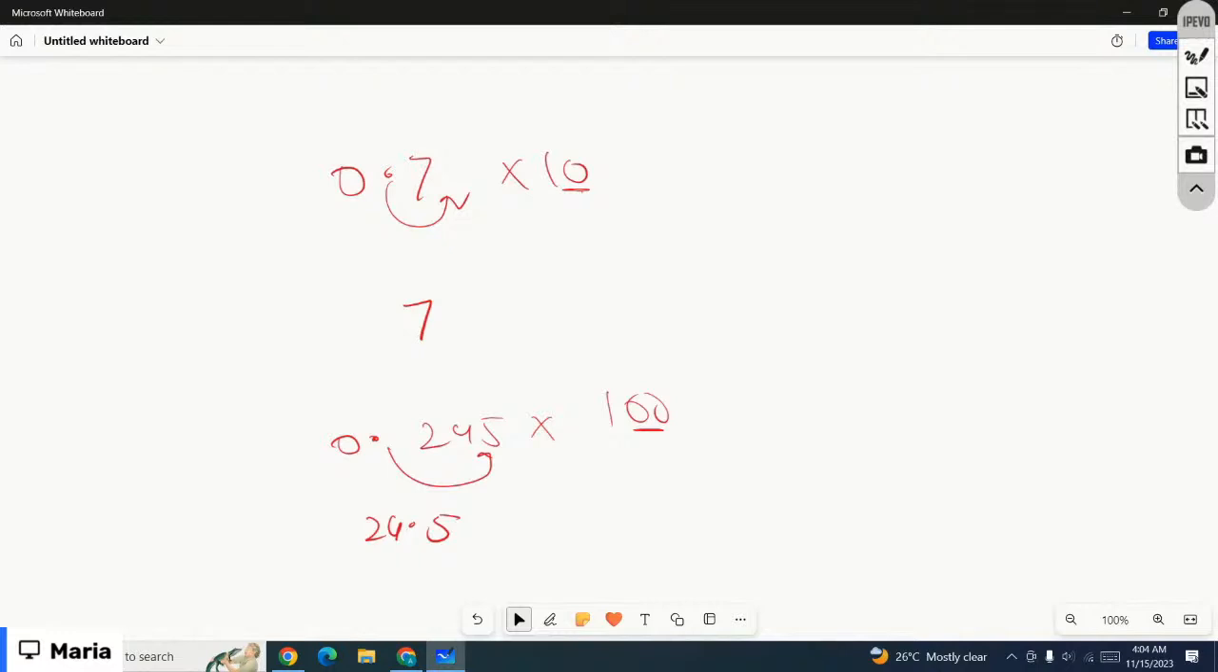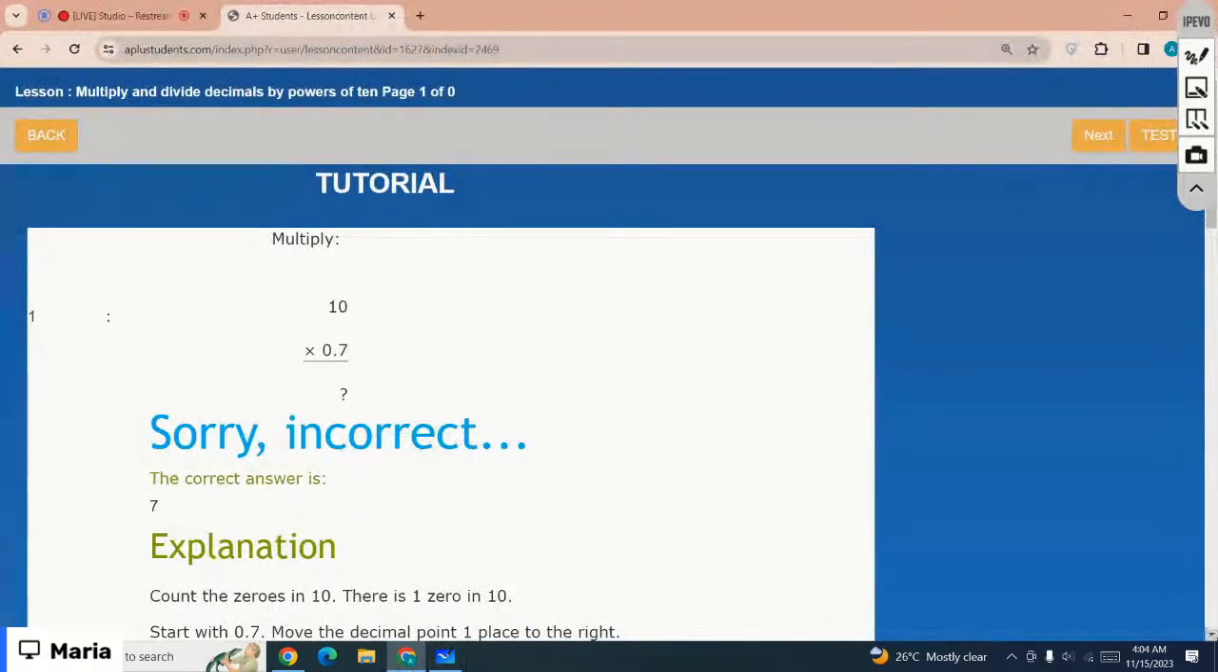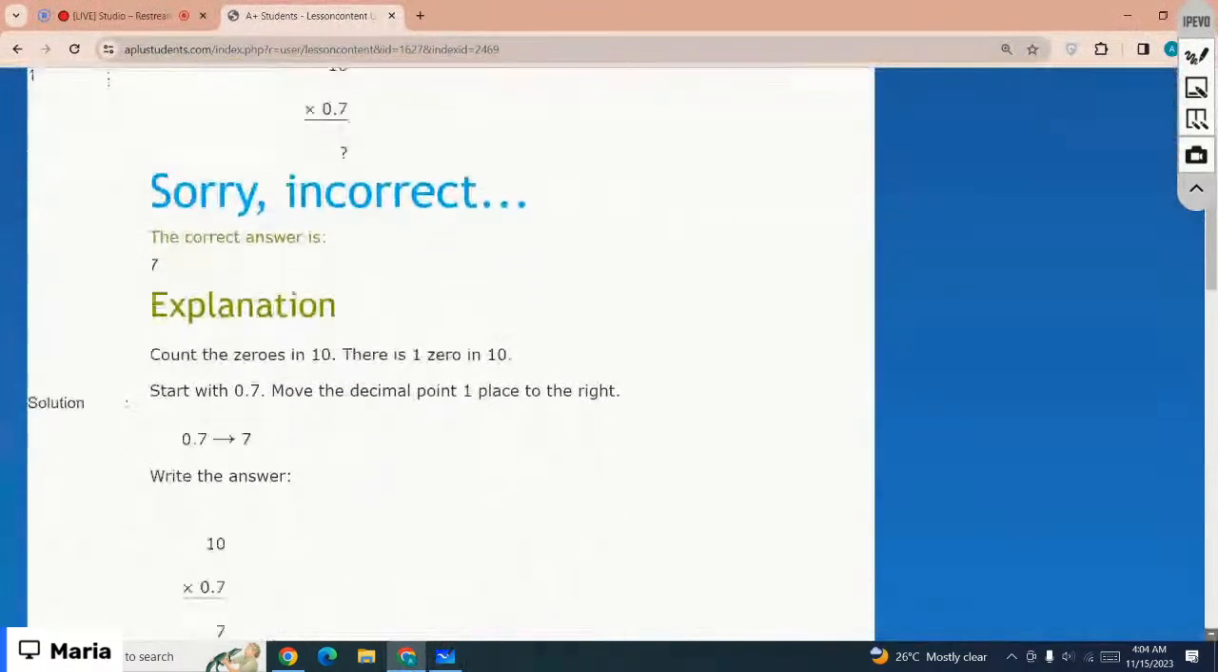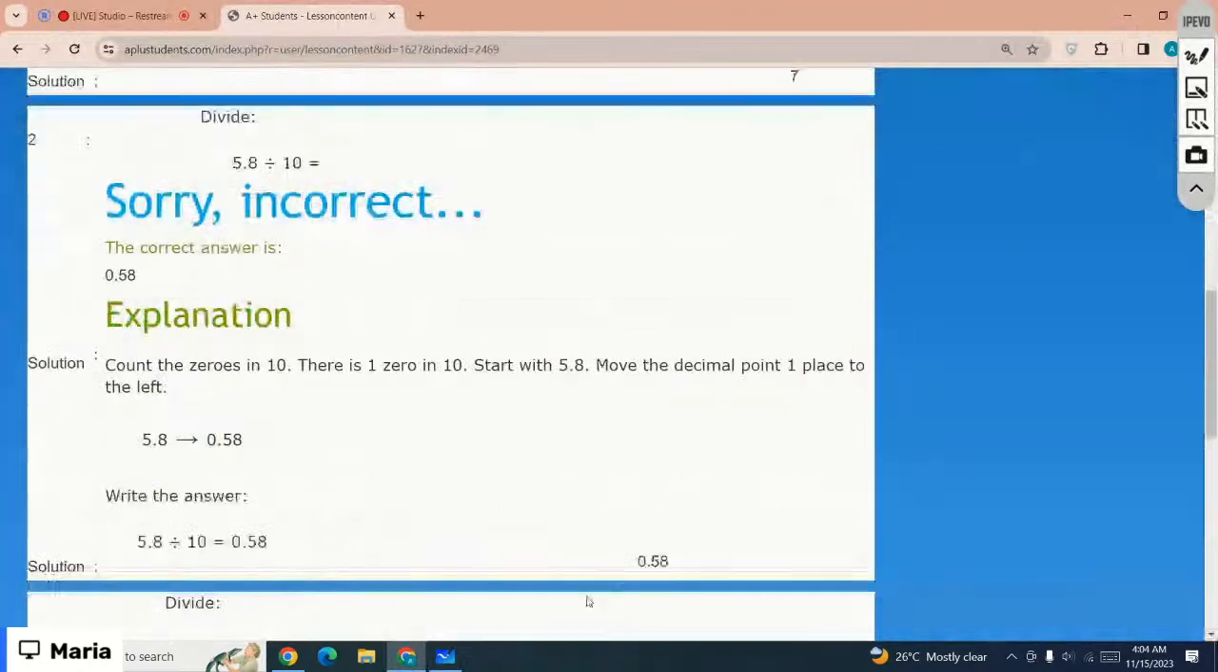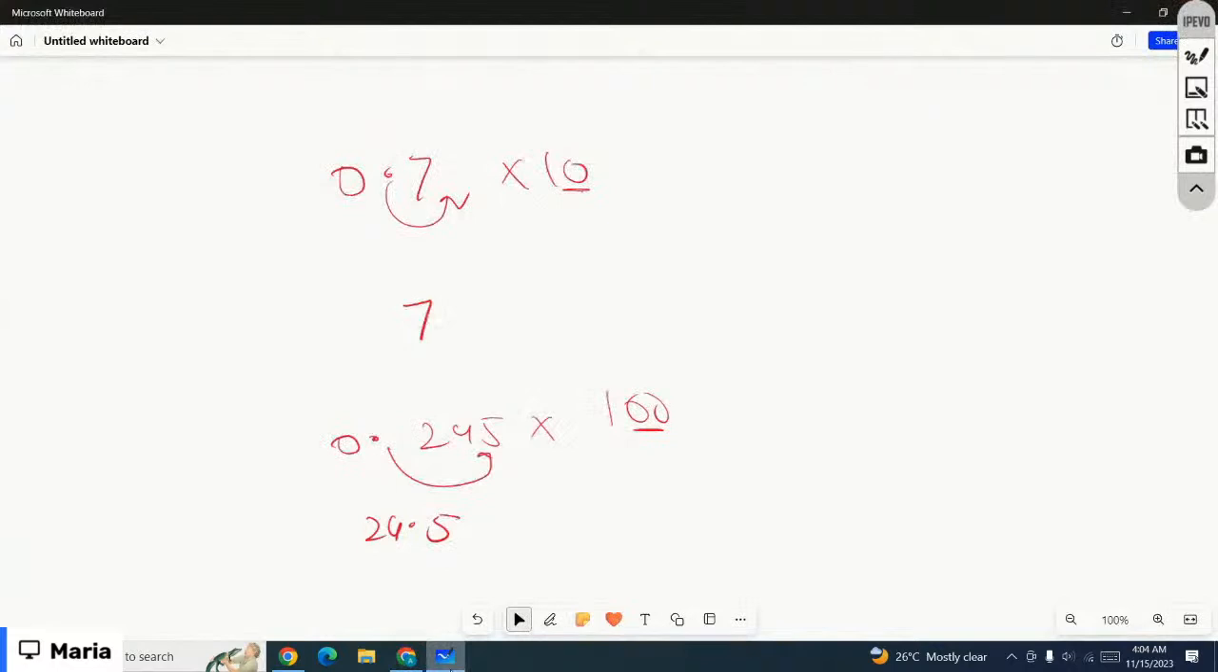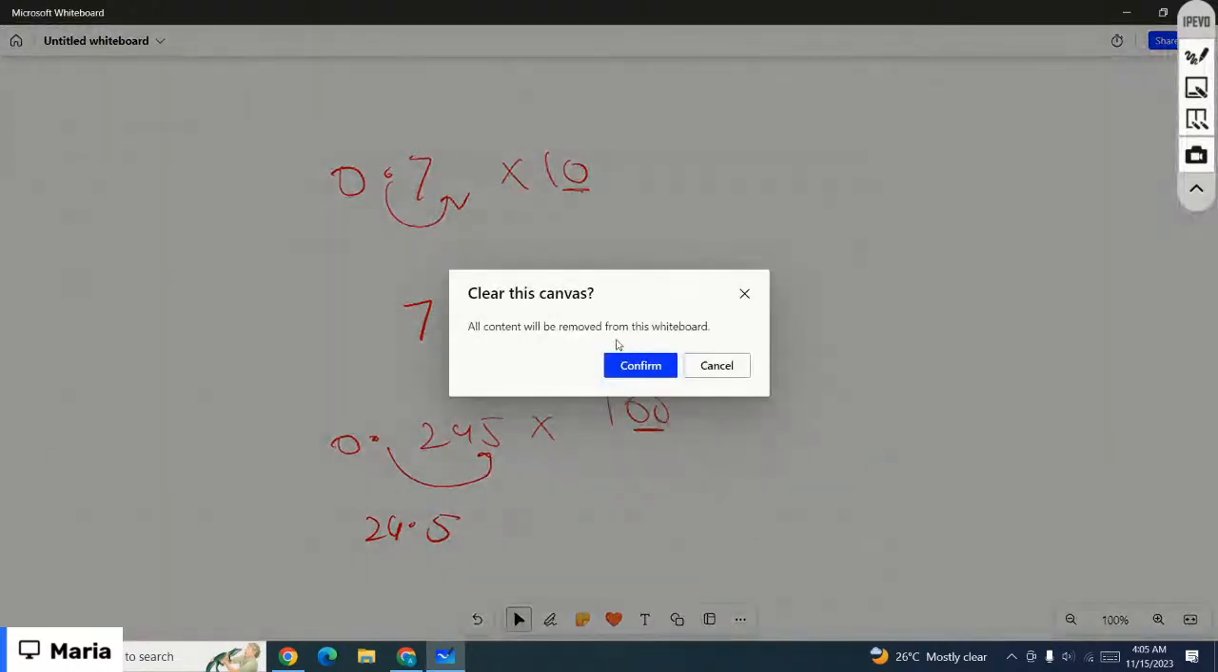So keep this very important point in your mind when you are multiplying with the powers of 10. You need to count the number of zeros, right? For example, you have two zeros. That means you need to move the decimal point two places right. Got it? When multiplying, you have to move the decimal point to the right. And when dividing, you need to do the same thing, but you have to move the decimal point left.